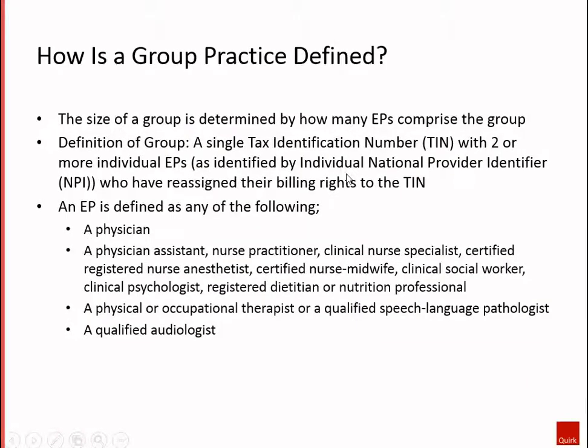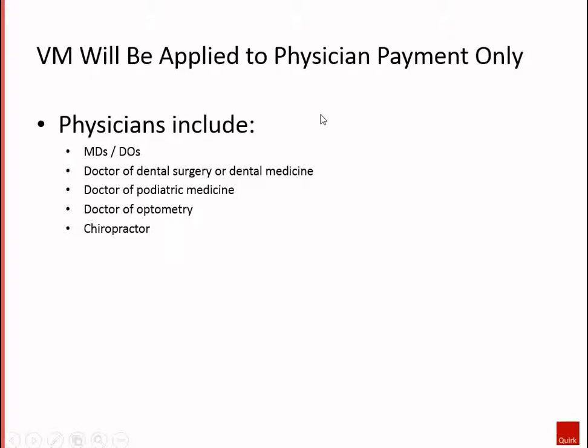So we just talked about how a group practice is defined. The size of the group is determined by how many eligible professionals share the same tax identification number, and it does have to be 2 or more eligible professionals. So again, the eligible professionals make up the group, but only physicians are subject to the value modifier. Only physicians such as MDs, DOs, doctors of optometry, chiropractors, anybody on this list will be subject to the value modifier payment adjustment.